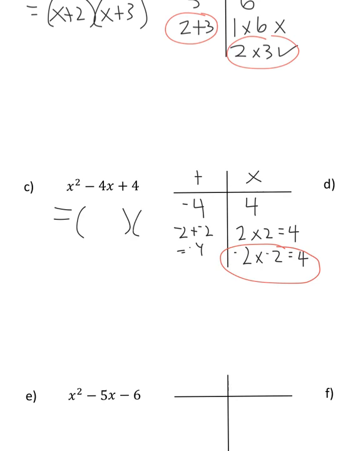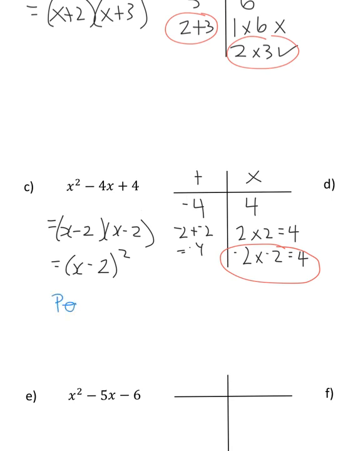Sorry, running out of space here. Let me try that again. Okay, so I'll start off to the side. So I have x in the front of each bracket, and now I'm going to put in a negative 2 and a negative 2. And if I want to simplify that further, since it's the same bracket, I can put negative 2 squared. Okay, and that one actually has a special name. It's called a perfect square trinomial.